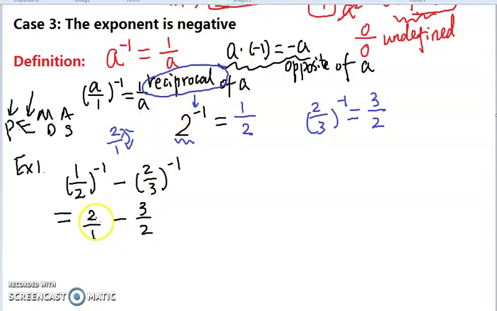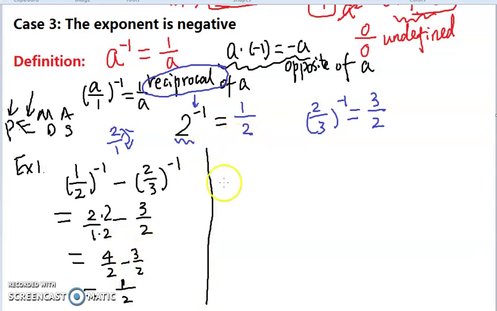And now we're going to subtract 3 over 2 from 2 over 1. We have to equalize the denominators, so we multiply the first one, both top and bottom, by 2. So we get the same denominator 2. 4 over 2 minus 3 over 2. We keep the denominator 2 and subtract numerators. 4 minus 3, we get 1. So the answer is 1/2. Now let's look at another example.